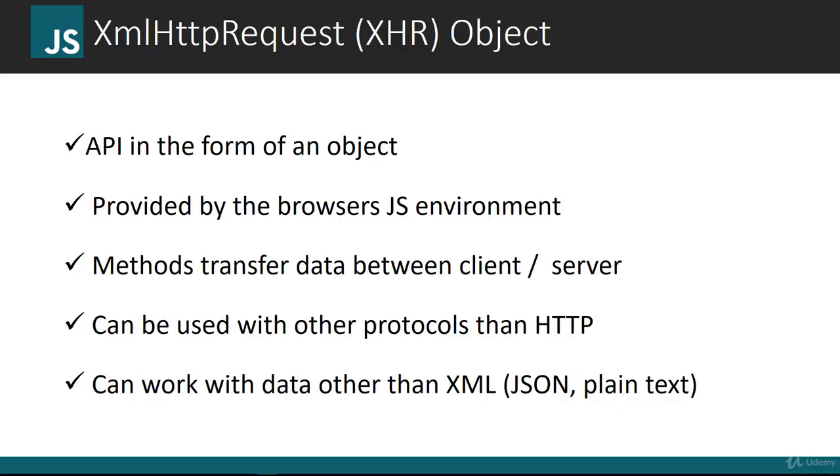As I mentioned, the XML HTTP object, or the XHR object, is the core technology in Ajax. It's provided by the browser's JavaScript environment, so all browsers have this API. Its methods transfer data between client and server, or browser and server. It can also be used with other protocols other than HTTP, but HTTP is the most common. And like I said, it can work with data other than XML, even though it's called XML HTTP request. We mostly deal with JSON data, but we can also deal with plain text as well.